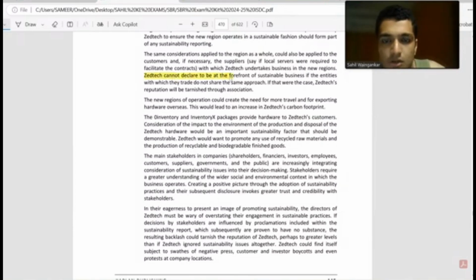Zedtech cannot declare to be at the forefront of sustainable business if the entities with which it deals do not share the same approach. What this means is, let's assume we have a supplier.